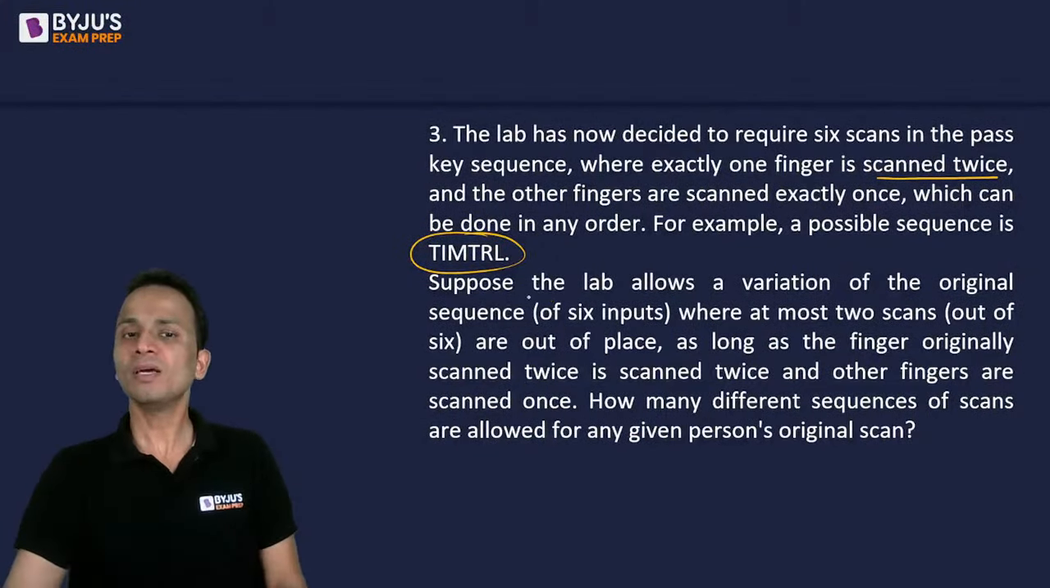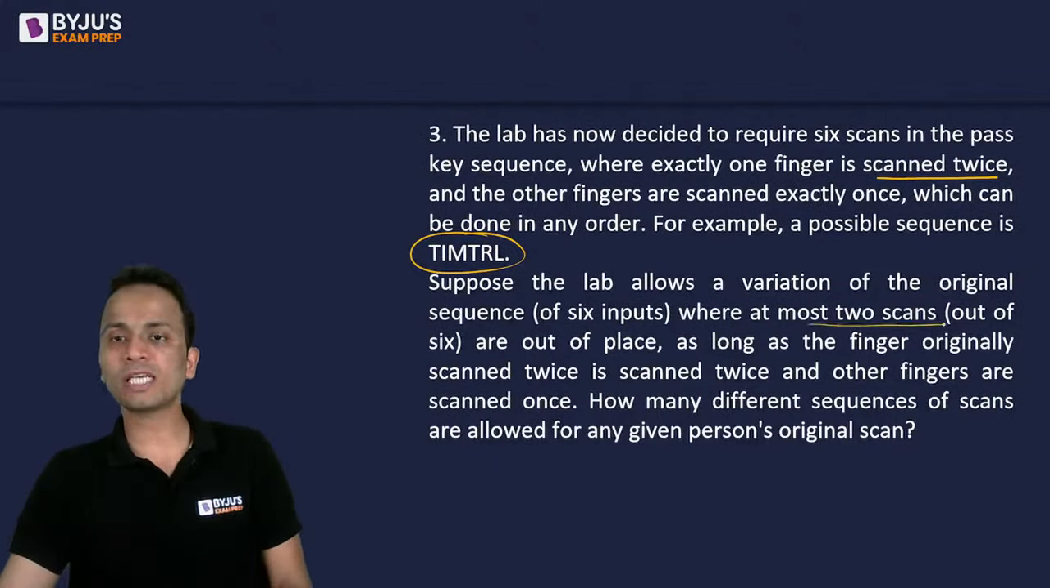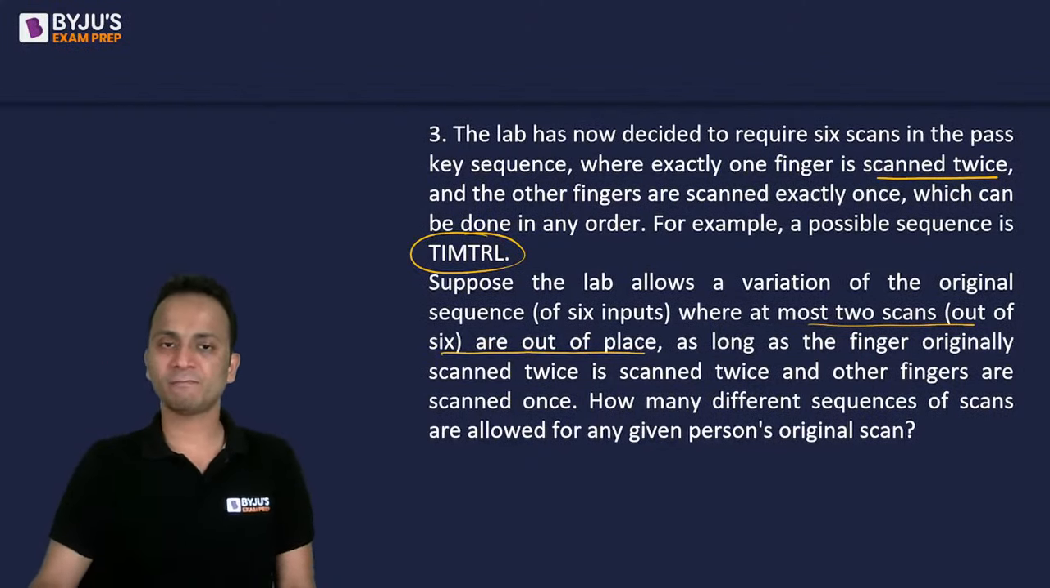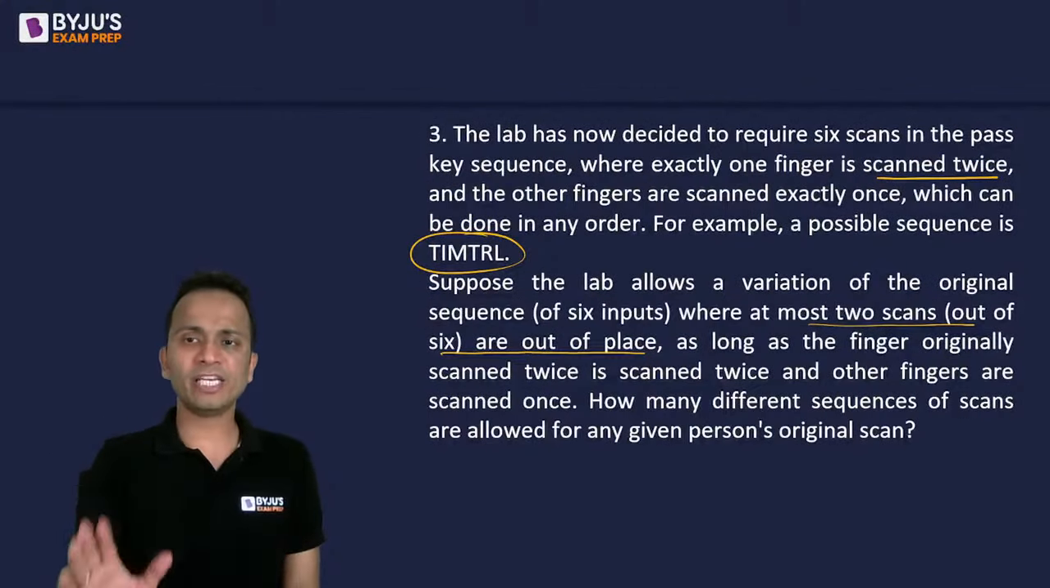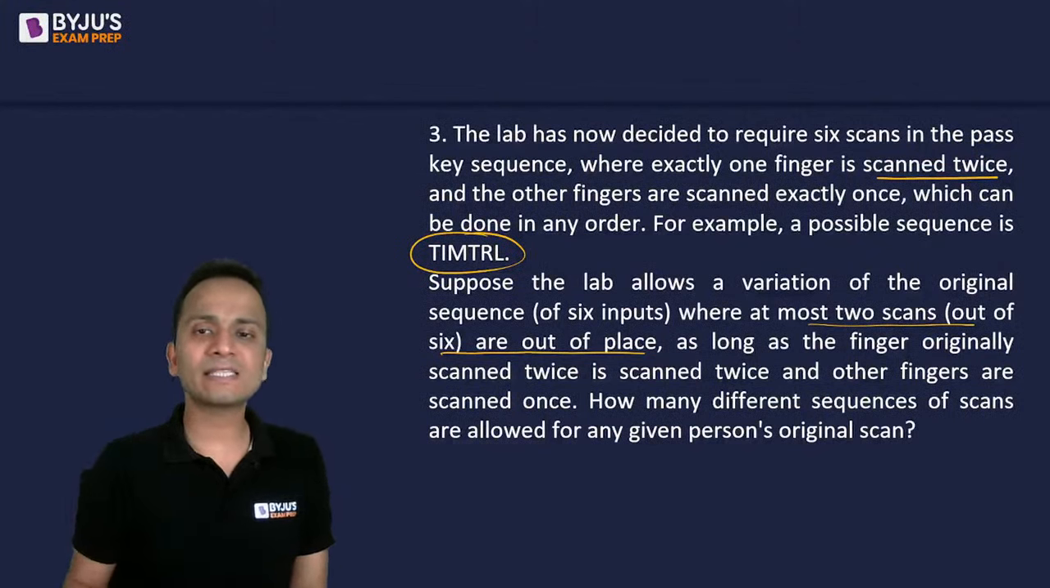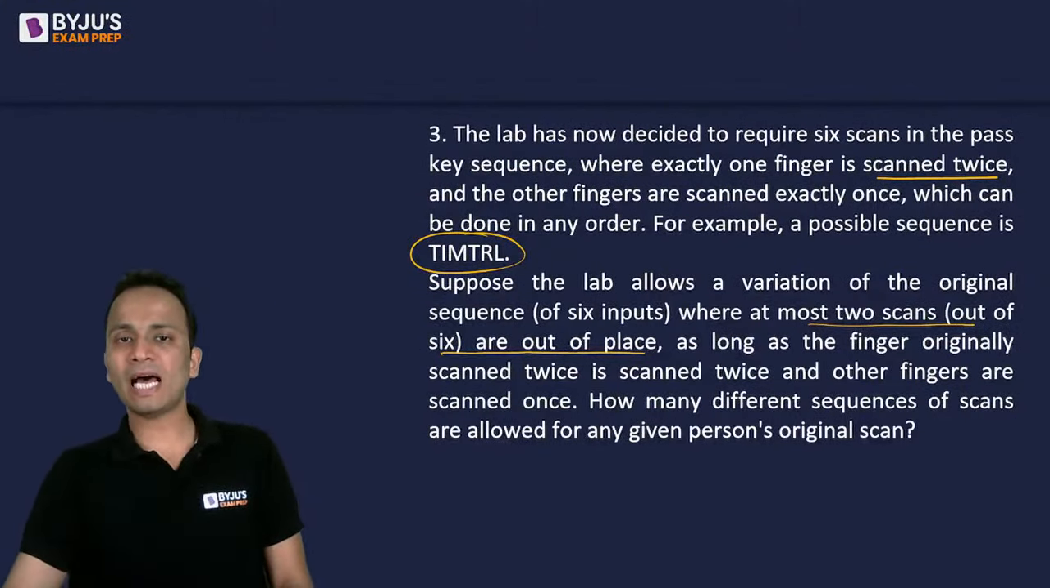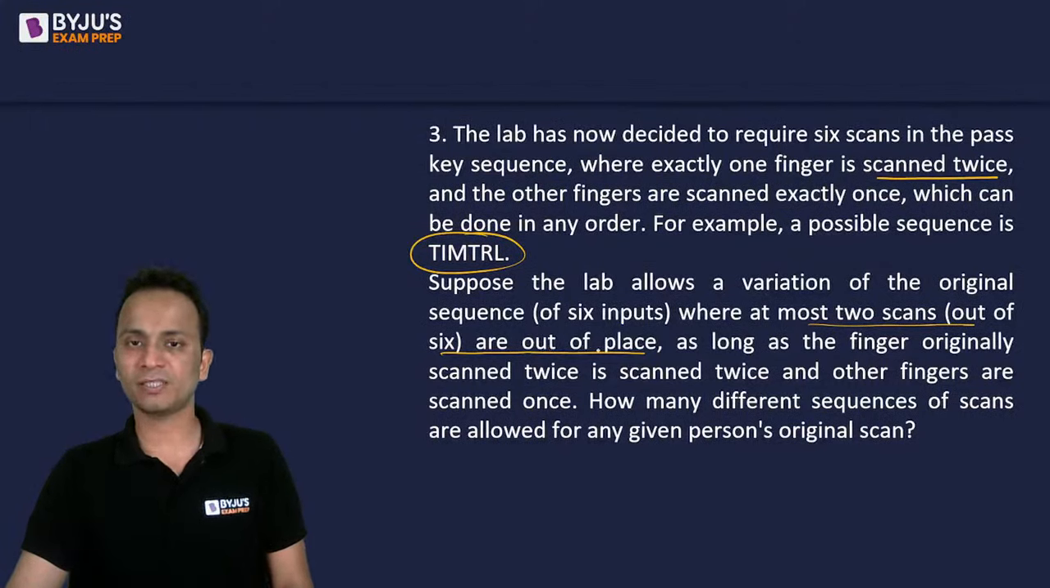ठीक है? Now suppose the lab allows a variation of the original sequence of 6 inputs where at most 2 scans out of 6 are out of place. ओके, समझे? जो क्वेश्चन नंबर 1 था, it was for 5 fingers. Now the same variation is allowed, but with these 6 scans. Okay, so suppose the lab allows a variation of original sequence of 6 inputs, where at most 2 scans can be out of place, as long as the finger originally scanned twice is scanned twice. So normal hai, as long as the finger originally scanned twice is scanned twice and the other fingers are scanned once.